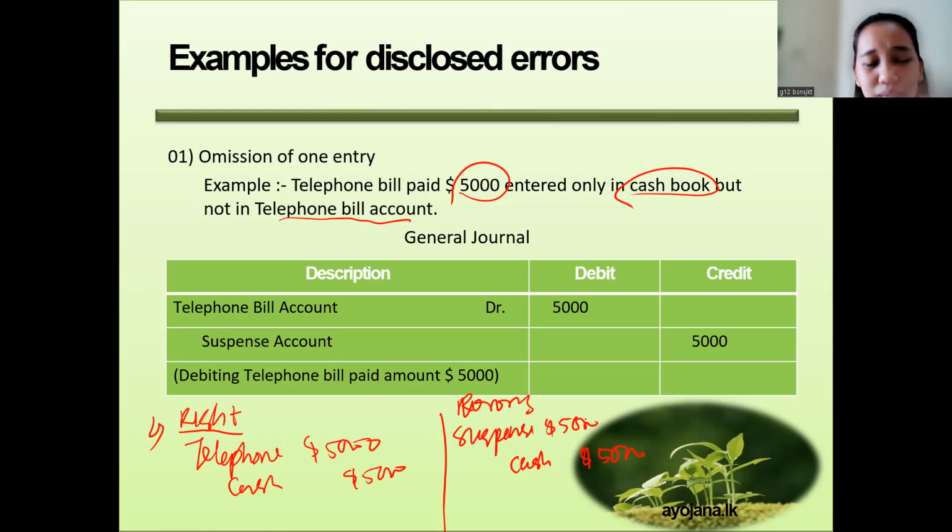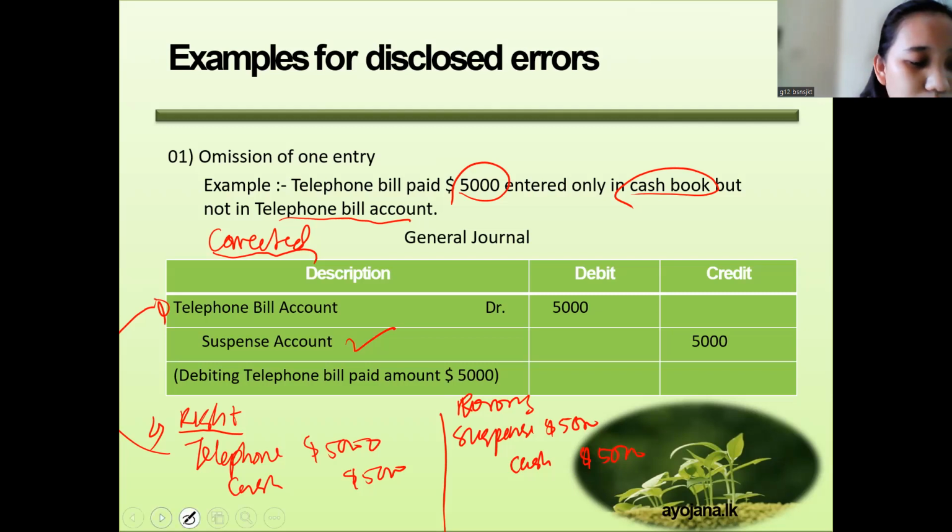5,000. Now the next one, we are going to the corrected account. This is the corrected. We haven't mentioned the telephone bill, so we need to add telephone. That's why we add telephone on the debit side. And then the cash is okay, no need to delete. Now we need to delete the suspense account debit side, so we put it on the credit side. So the corrected entry is telephone bills account on the debit side, suspense account on the credit side, 5,000 for each of them. Okay, that's for number one, omission of one entry.